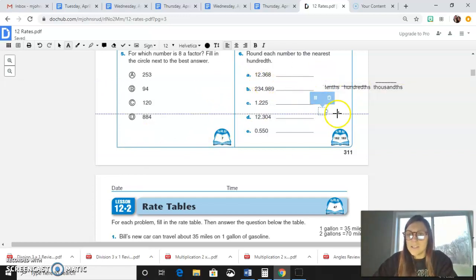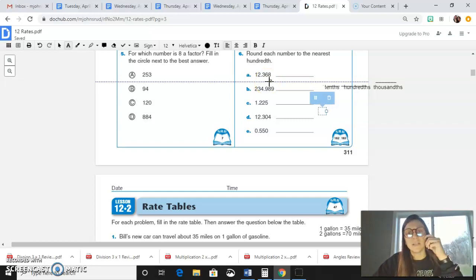I know that my hundredths is the second spot or place value after my decimal. So right here, the 6 is your hundredths. And your number is either going to stay a 6 or it's going to go up to a 7, depending on that next number after it. So if I have 12.368, it's either going to be 12.36 or 12.37.